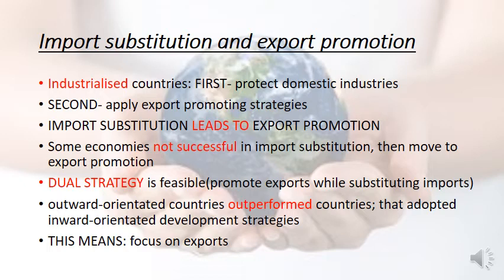The next strategy that a government will adopt is to apply export promoting strategies. Once your infant industries are capable of satisfying local demand, they start trying to export to the rest of the world. Please remember that import substitution will lead to export promotion. Once a country starts by producing goods for themselves, they will eventually end up producing goods for themselves as well as the rest of the world.